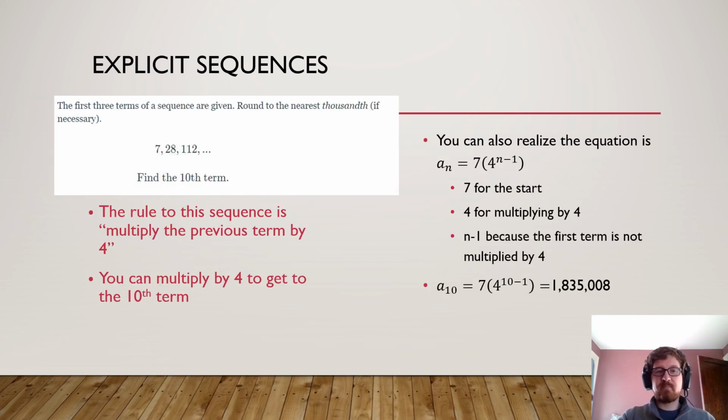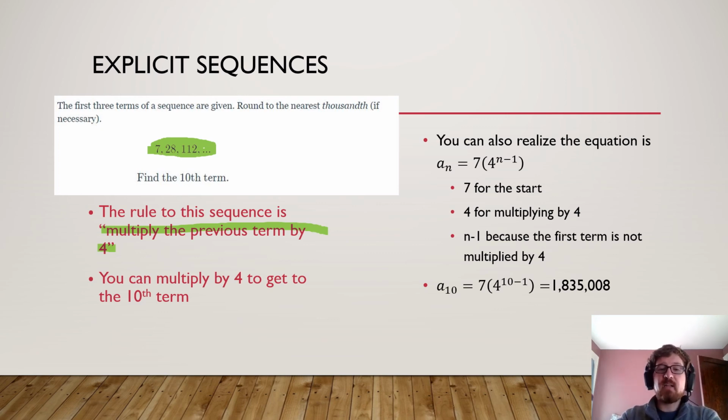Here's a second example. So the first 3 terms of a sequence are given. Round to the nearest thousandth if necessary. And here we go. So each time we're multiplying the previous term by 4. Now again, you could just go times 4, times 4, times 4, times 4, times 4, and get your answer. No one's stopping you. I certainly can't.